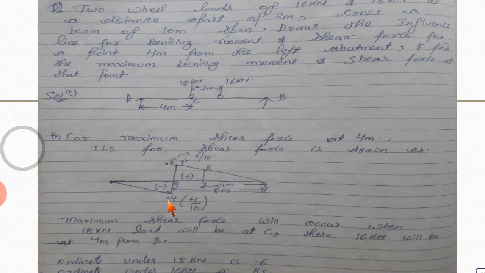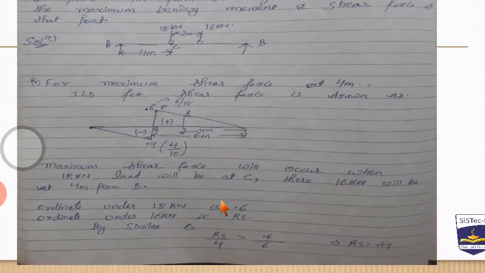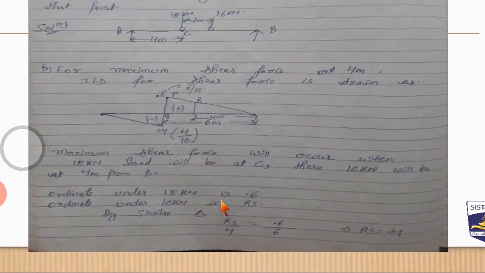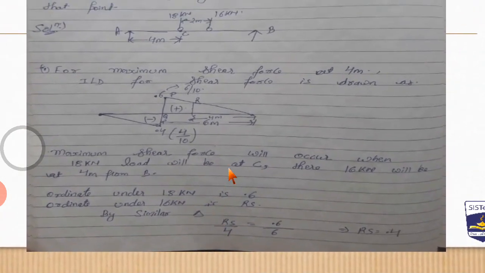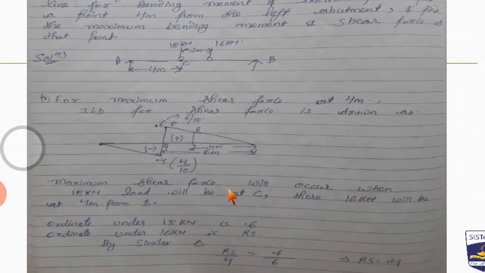Okay, so we have drawn the ILD for shear force. Now we will move further. Maximum shear force will occur when 18 kilonewton is at C. There, 16 kilonewton will be at 4 meter from B. Okay, what does this mean?